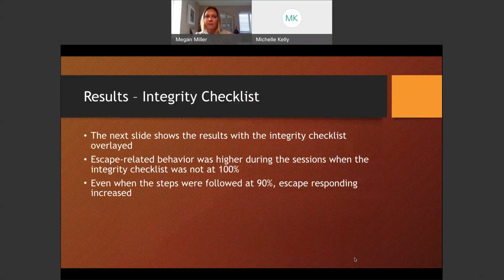What we noticed when we graphed this, though, is that I was also taking integrity data. One of my questions about the 7 steps was, are all 7 steps really necessary? And the escape-related behavior was higher during the sessions when the integrity checklist was not at 100%. Even when the steps were followed at 90%, escape responding increased.